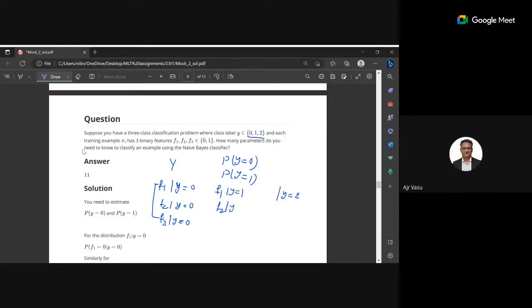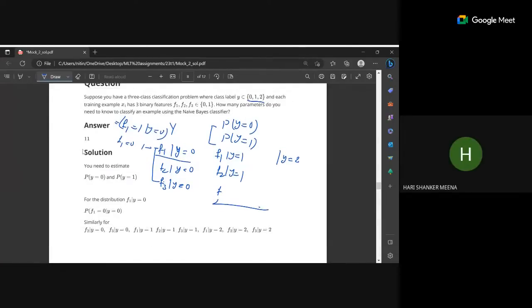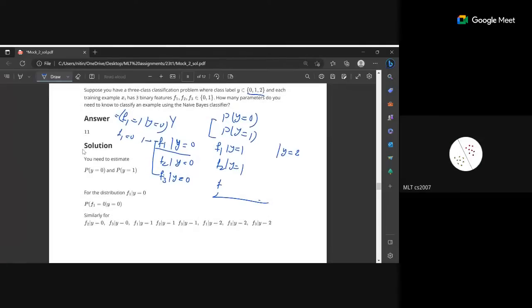Got it. So 9 parameters here, 2 parameters there. How 9 parameters, sir? These are the three conditional distributions. For y equal to 0 we have f1, f2, f3. F1 will take value 0 or 1, so I just need one estimate, because if I calculate the probability of f1 given y equal to 0, the other probability is just 1 minus this. So in total, you need 11 estimations.